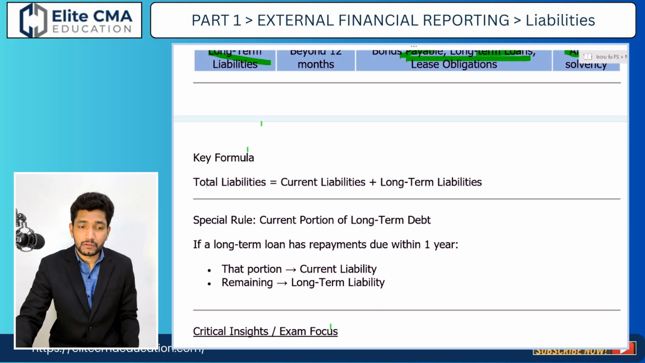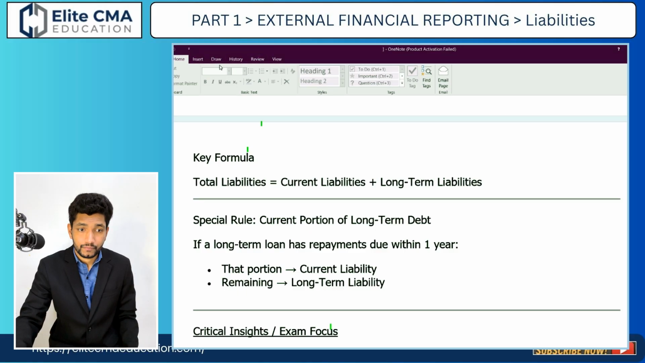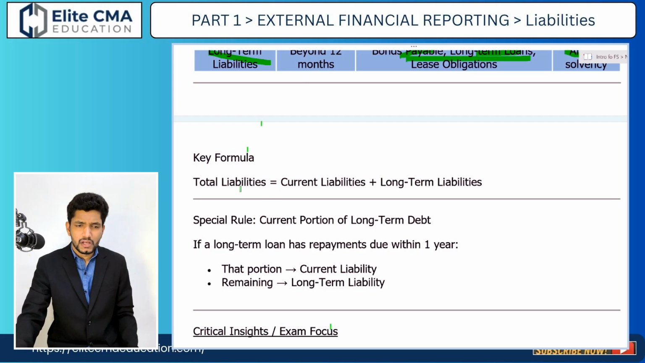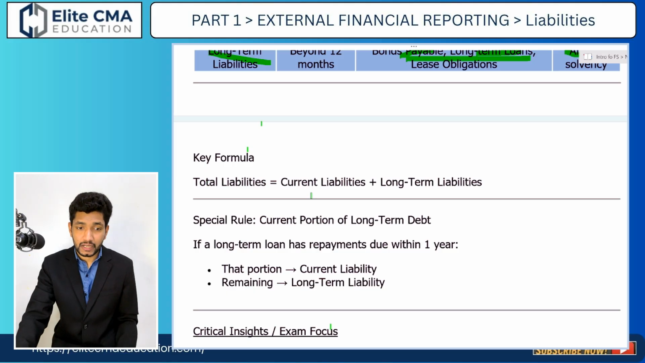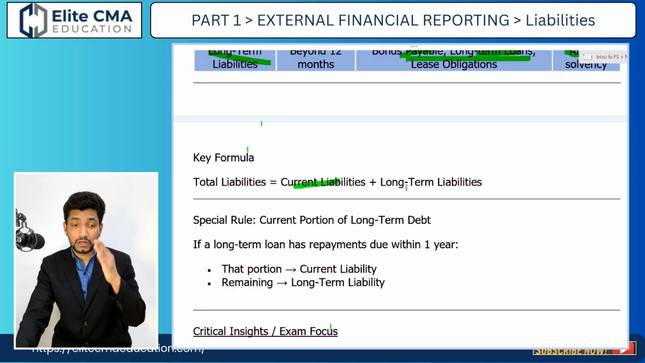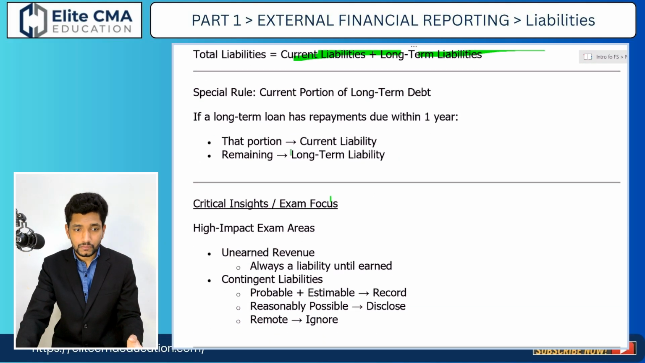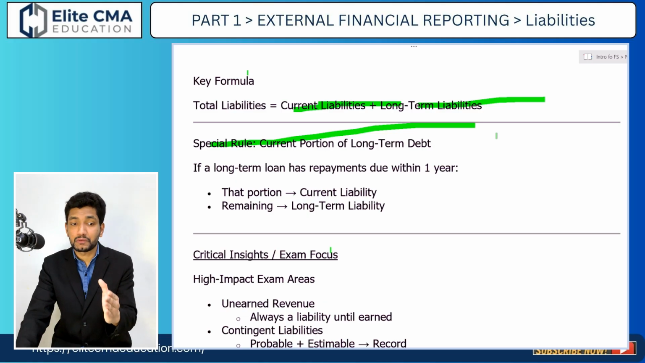The formula for total liabilities is current liabilities plus long-term liabilities. There is a special thing you have to remember here.